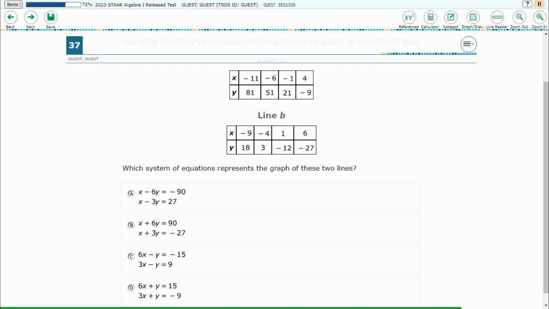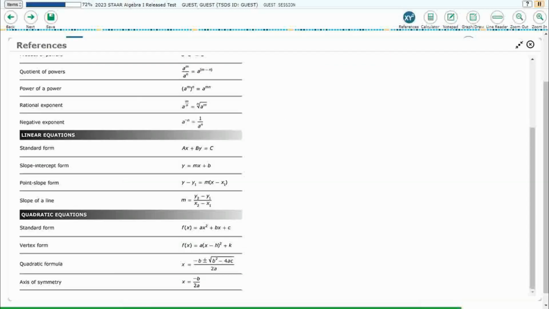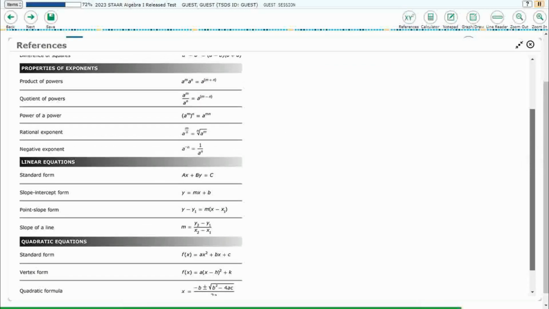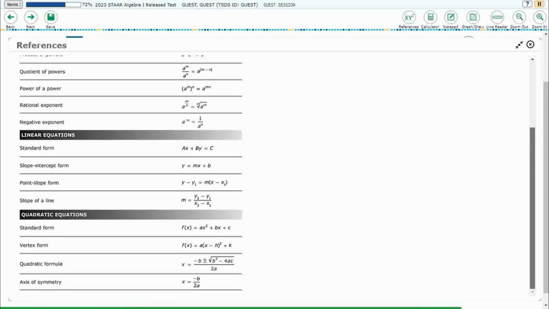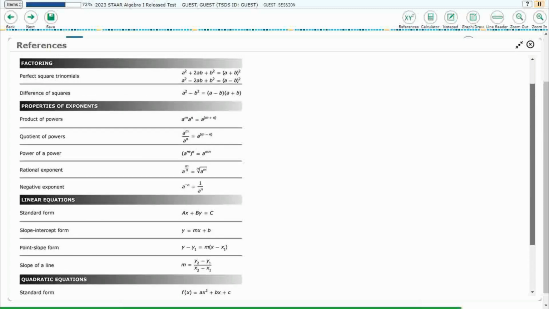Alright, so we've got two tables here, and they just have some ordered pairs. We need to find a system of equations that represents both of these ordered pairs. So I am going to use two different things that we can find in our reference materials. I'll look at the linear equations. I'll put it at the bottom of the screen.